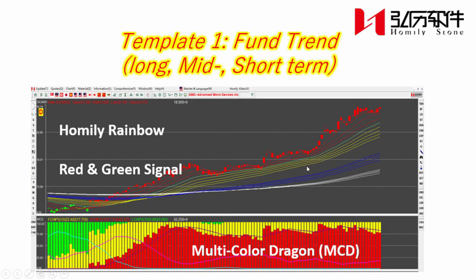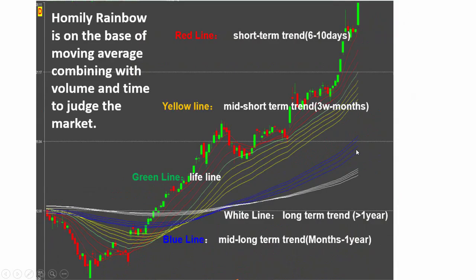So above here is the homely rainbow. The candlestick here is the red-green signal, and the lower part here is the multicolor dragon. This template is composed of these 3 indicators, all homely feature indicators. This is the homely rainbow.